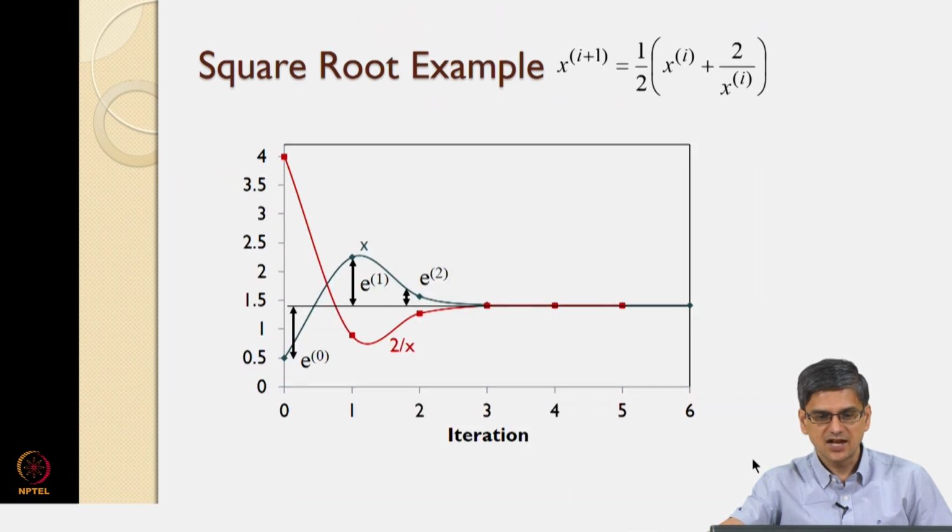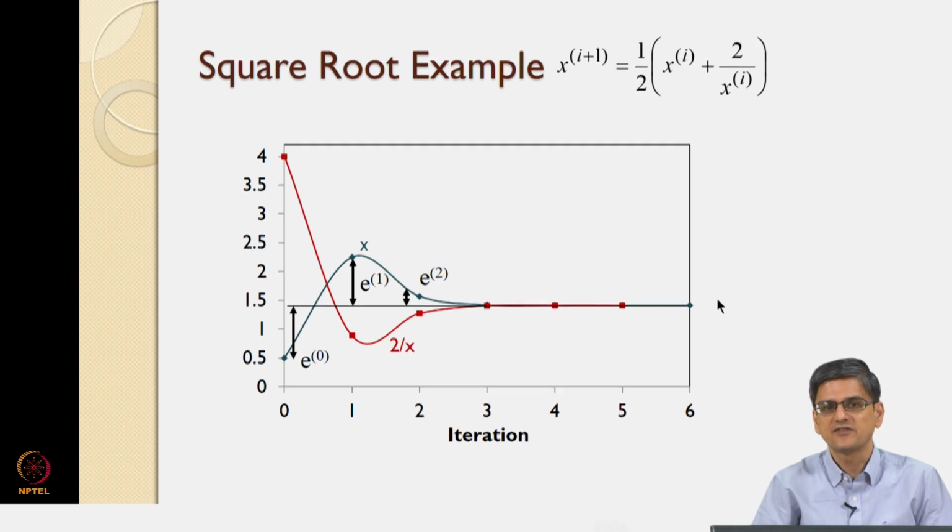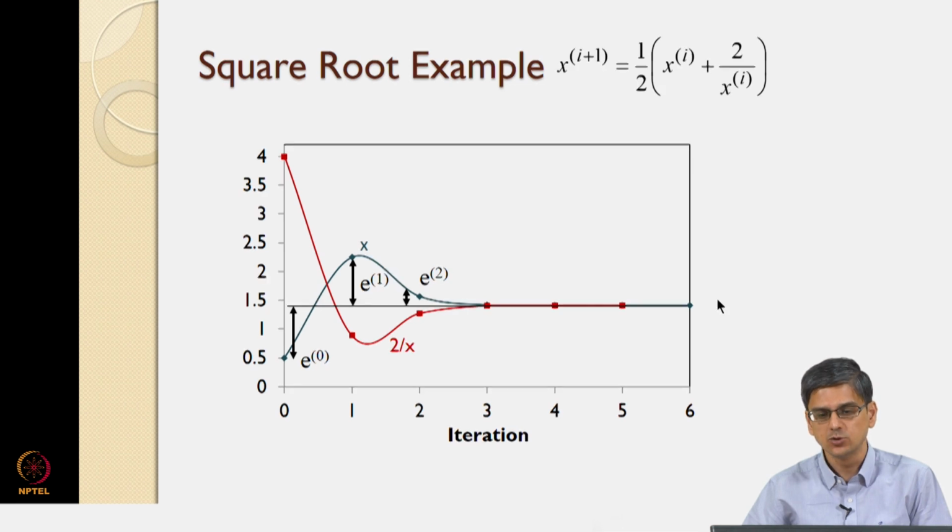Okay. And just a graphical way of looking at it, this black line over here shows how the value of x changes, this red line shows how the value of 2 divided by x changes, and as you can see the error keeps decreasing as the number of iterations keeps increasing, and we are going to get to the square root of 2 value within 4 or 5 iterations.